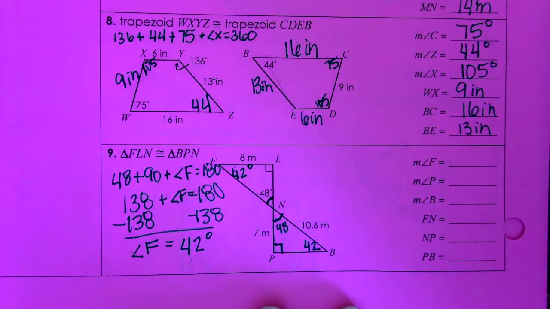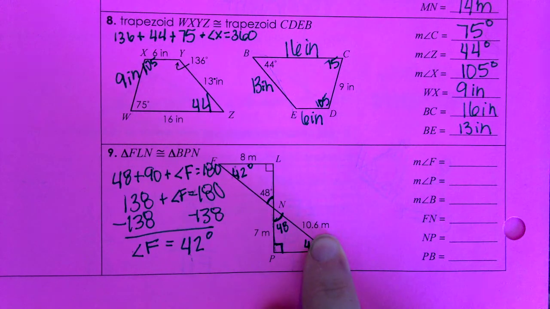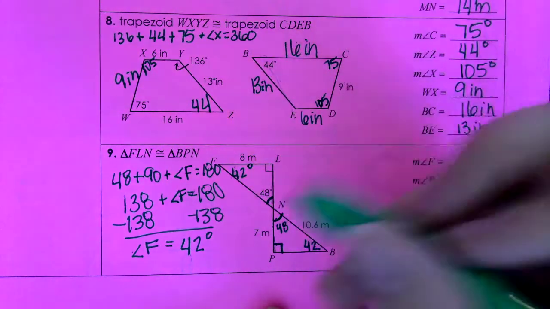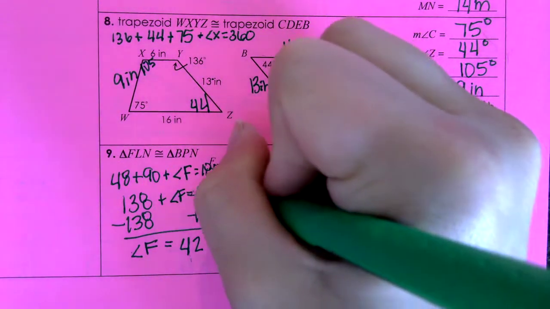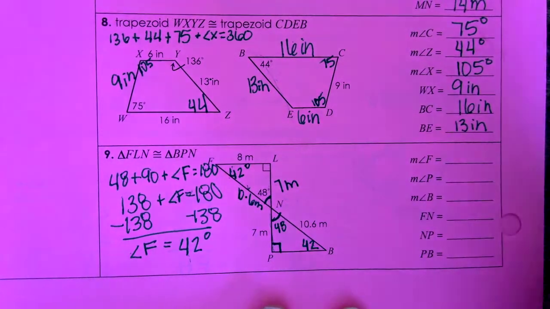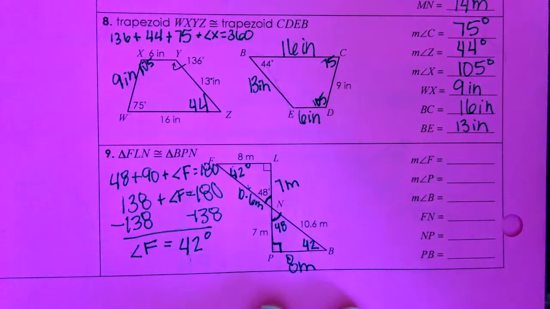Now that I know what all of my angles are, I can go ahead and figure out what my sides are. Well, I see that in between the angle of 48 degrees is side 7 meters and 10.6 meters. Well, this side is my slanted side across from my 90-degree angle. So that means this one's going to be 10.6 meters, which leaves this one to be 7 meters. Well, then that only leaves my last side here, which is 8 meters.